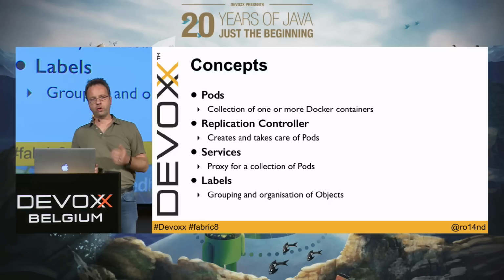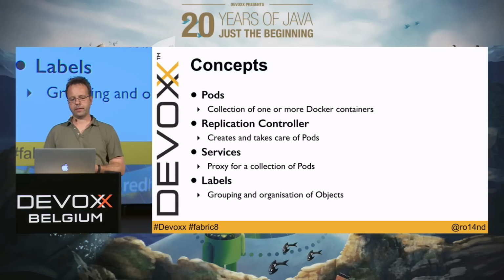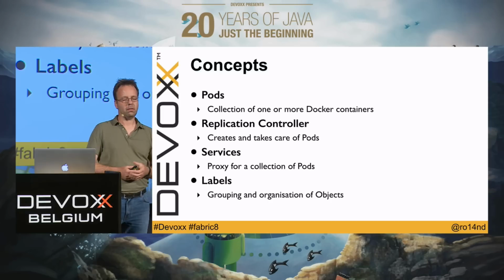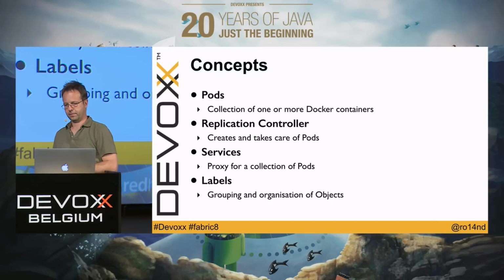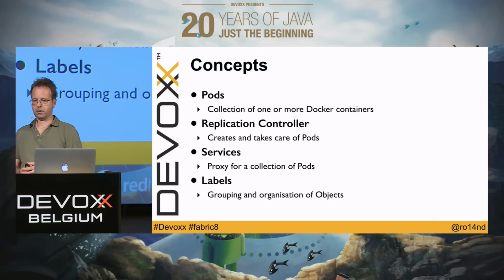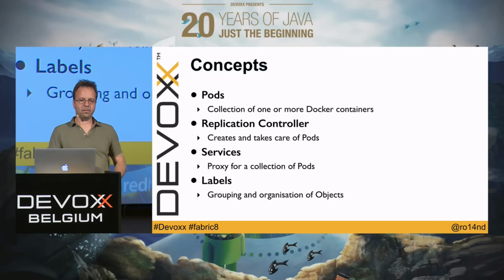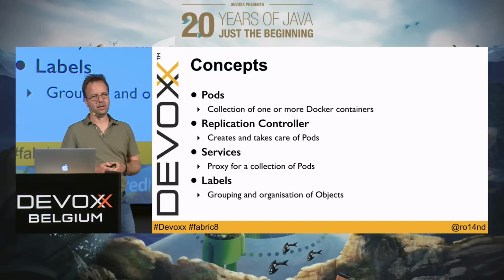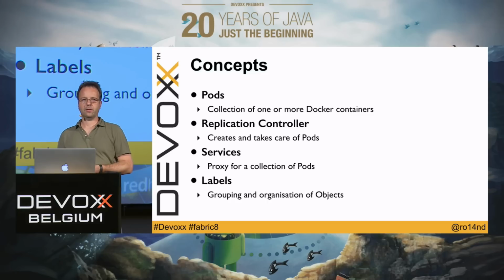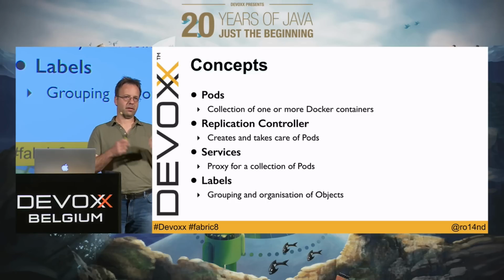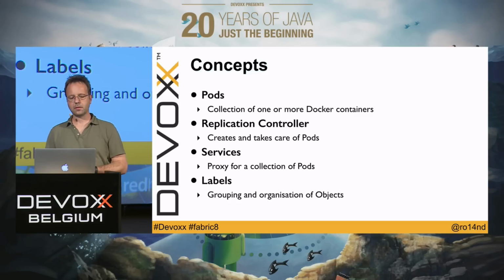This is now the vocabulary of Kubernetes, and I think if you know these four terms, you mostly know maybe 80% of Kubernetes. So it's a very easy concept to grasp. So pods, what are pods? A pod is a collection of one or more Docker containers. The special thing about pods is that they have a single IP address, and all the containers within the pod share the same network space, which means that they have the same port space.